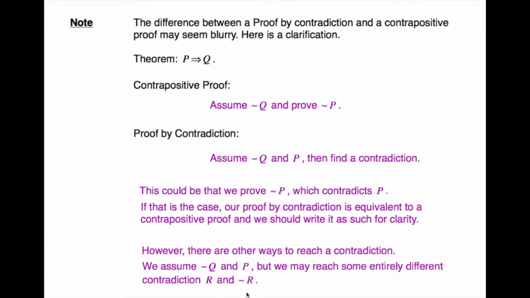Moreover, I want to add, and we'll see it in a few minutes, there are cases where we can use proof by contradiction when we don't have if P then Q, but we'll see that in a second.